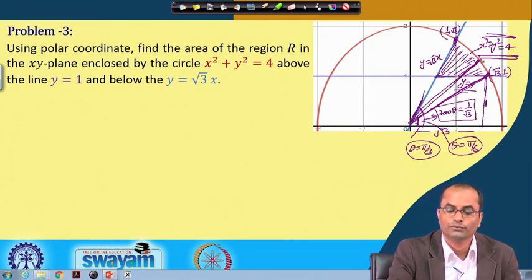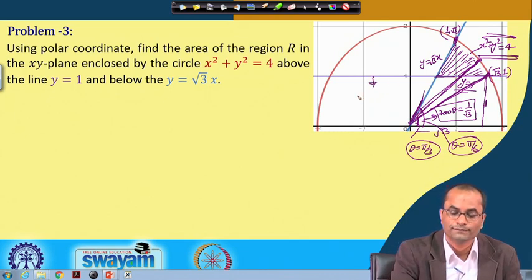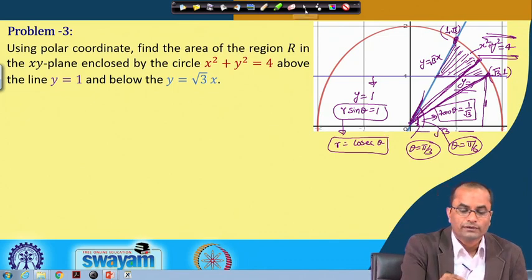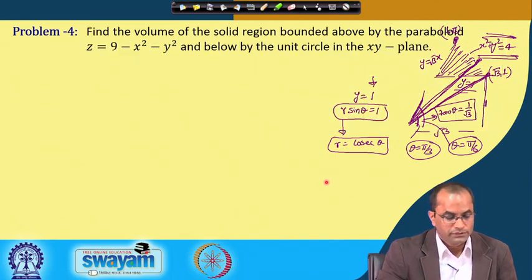We are going up to the circle, and the equation of this line is y is equal to 1. So if we put r sin theta is equal to 1, from here we can get r as cosec theta. So we have now everything ready to compute.